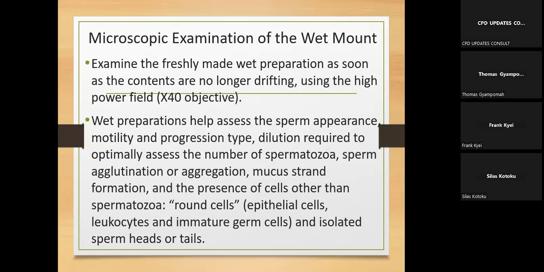Examine the freshly made wet mount as soon as the contents are no longer drifting. Of course, whenever you prepare any wet mount, there's drifting of a sort, and that drifting is going to probably give a wrong interpretation about the movement of the sperms. So you need to give it a little time to settle. But you don't have to allow too much time, because as you allow too much time, it is prone to drying up. Within a minute or so is okay. It shouldn't be more than 1 or 2 minutes. Then you can examine.